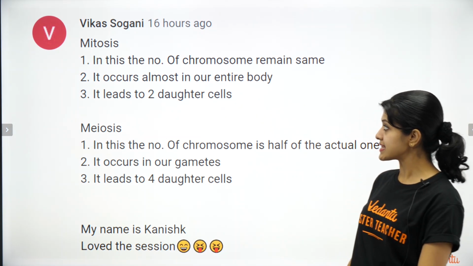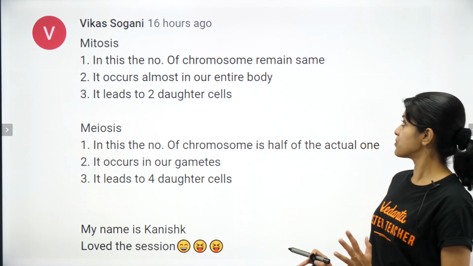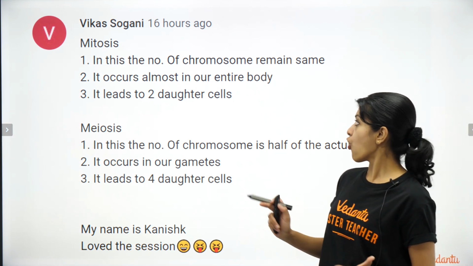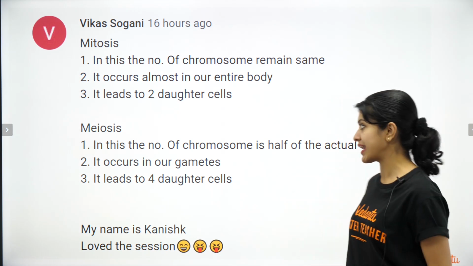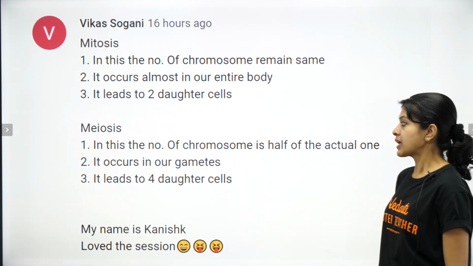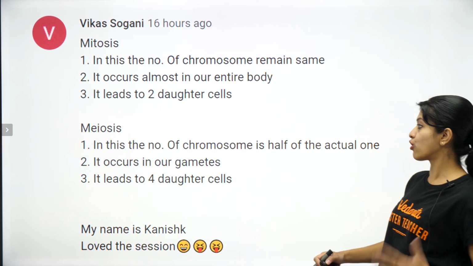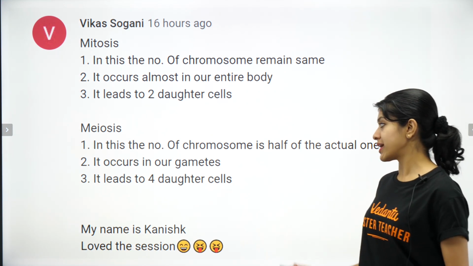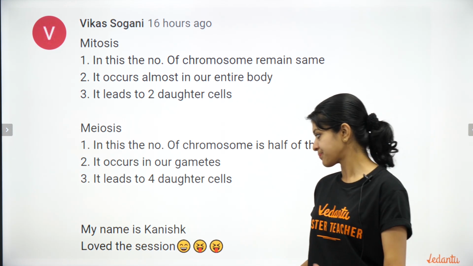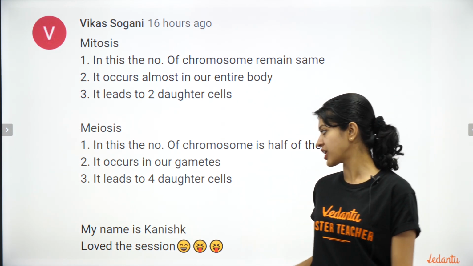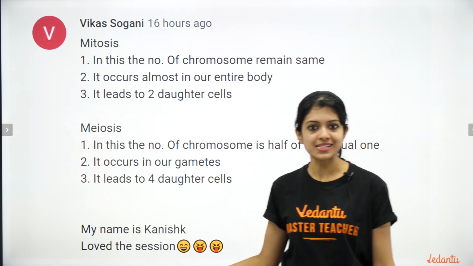Kanishk says in mitosis, the number of chromosomes remain the same. It occurs almost in our entire body. It leads to 2 daughter cells, which is very correct. And in meiosis, the number of chromosomes is half of the actual one. It occurs in our gametes and it leads to 4 daughter cells. And thank you very much, Kanishk, for loving the session.